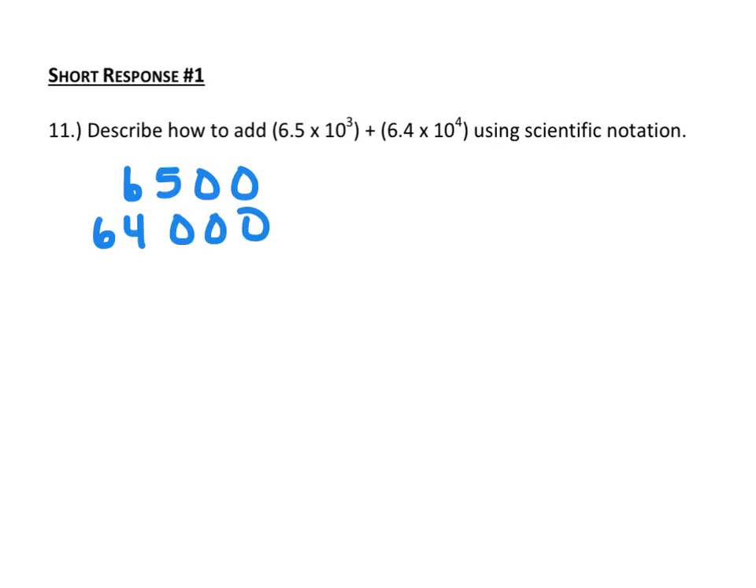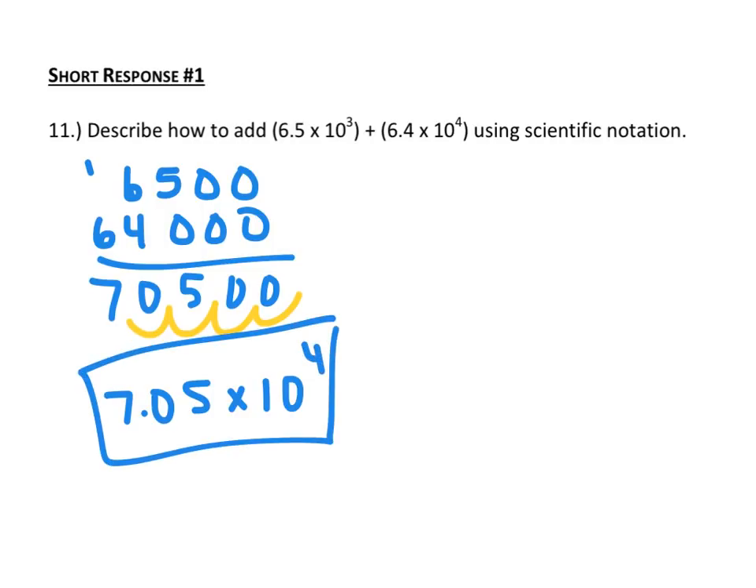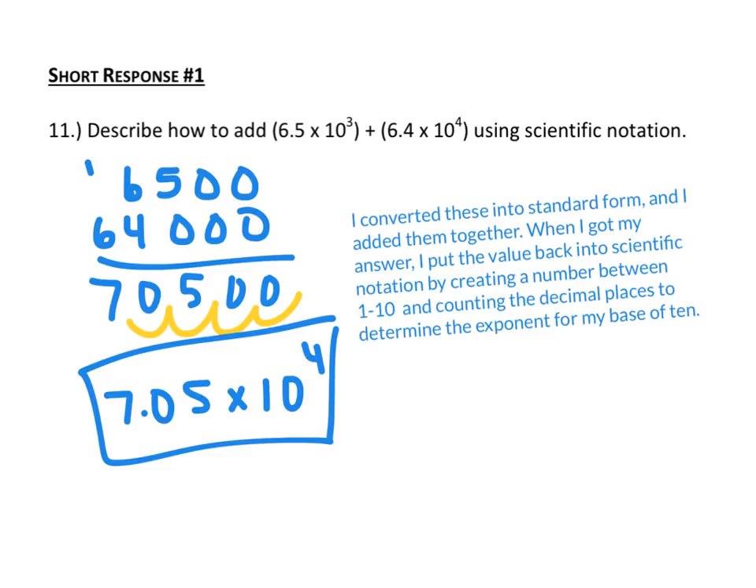So if you want to do standard form, you would just add it up in standard form and then put this answer back into scientific notation. And then you would describe the steps. So then you would write in words to describe how you did this. So I came up with this. I converted these into standard form and I added them together. When I got my answer, I put the value back into scientific notation by creating a number between 1 and 10 and counting the decimal places to determine the exponent for my base of 10.